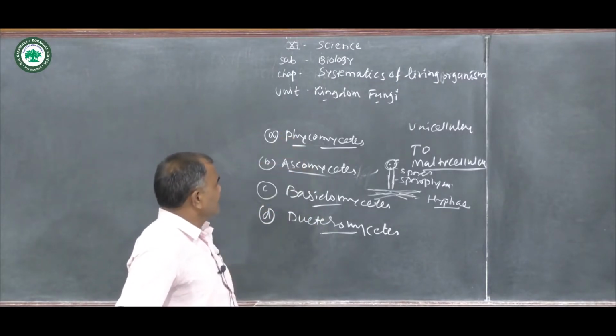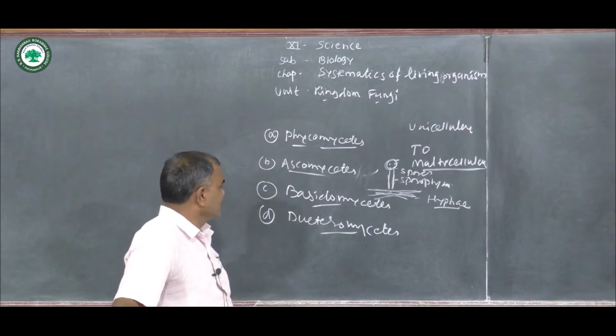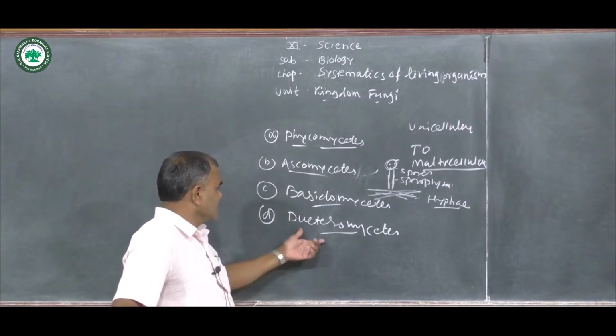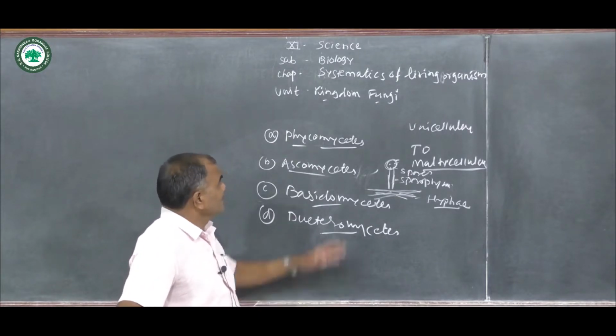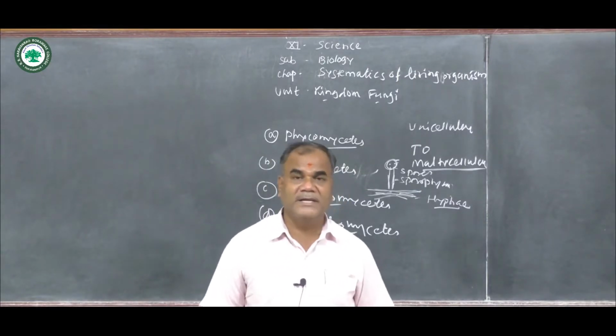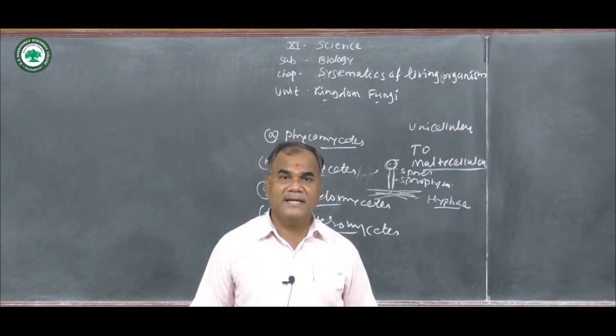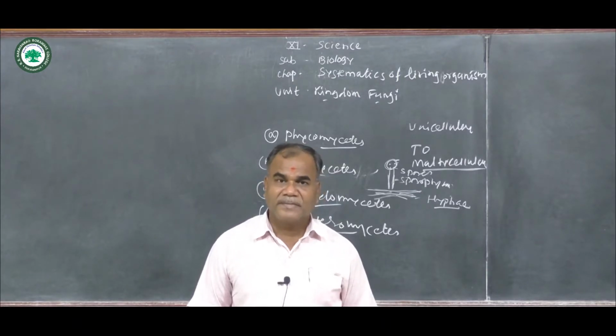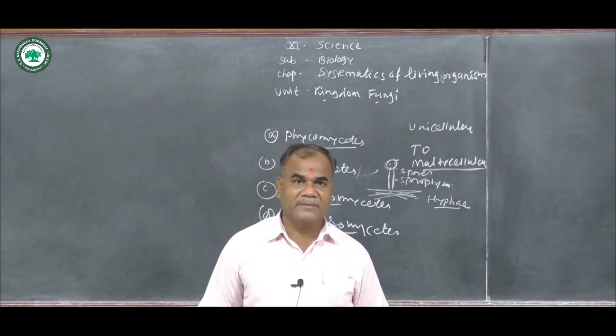So these were the four types of fungi on the basis of mode, structure and reproduction. First was the Phycomycetes, second the Ascomycetes, third the Basidiomycetes, and last, fourth, the Deuteromycetes. You always know that fungi are heterotrophic, saprophytic, growing on dead and decaying matter because they lack chlorophyll pigment. So they are saprophytic or parasitic, growing on dead and decaying matter.